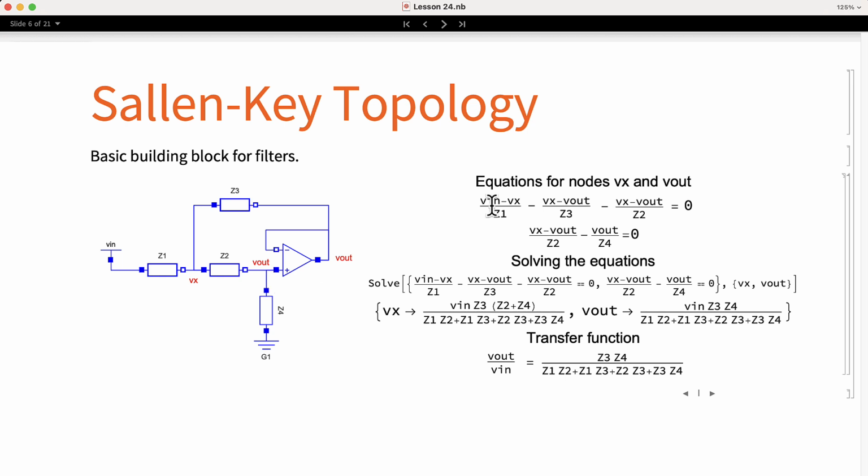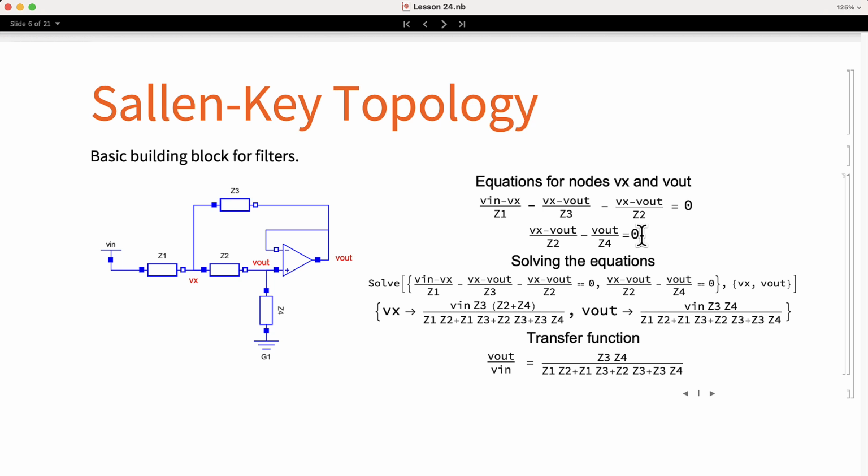First, for the node Vx, we have the current through the impedance Z1, which is the input voltage minus Vx over Z1. The current through Z3 flows out of the node, and it is Vx minus Vout over Z3. Similarly, for Z2, we have Vx minus Vout over Z2. For the node Vout, which is the non-inverting terminal of the op-amp, we have Z2 entering the node, that's Vx minus Vout over Z2. The current through Z4 exits the node, and it is equal to Vout over Z4.